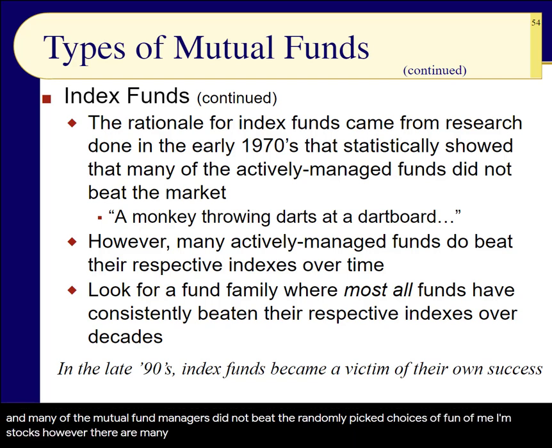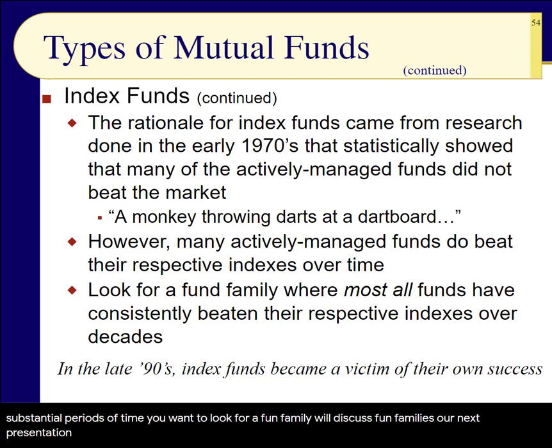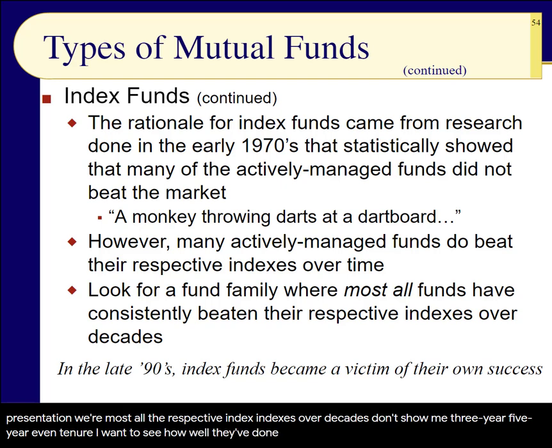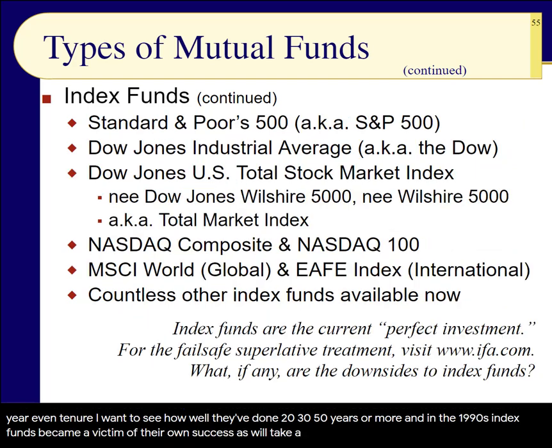However, there are many actively managed funds that do beat their respective indices over substantial periods of time. You want to look for a fund family, and we'll discuss fund families in our next presentation, where most all the funds have consistently beat their respective indexes over decades. Don't show me 3-year, 5-year, even 10-year. I want to see how well they've done 20, 30, 50 years or more. And in the 1990s, index funds became a victim of their own success, as we'll take a look at on a slide coming up.